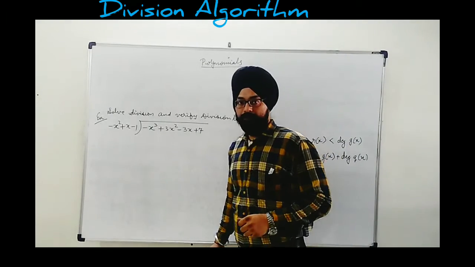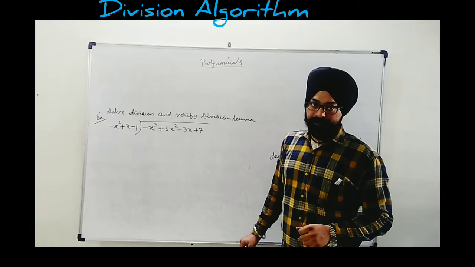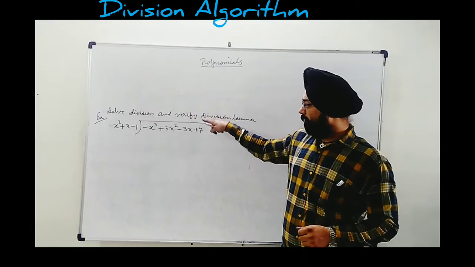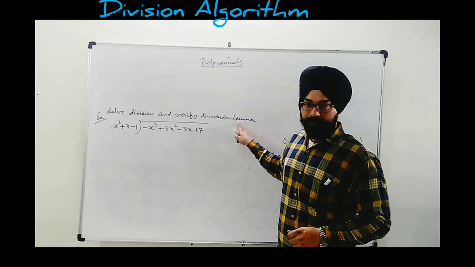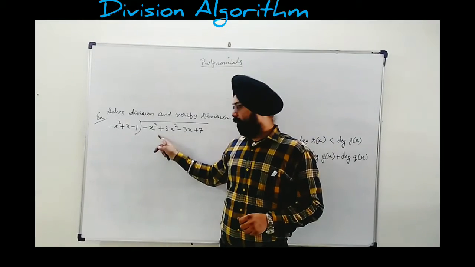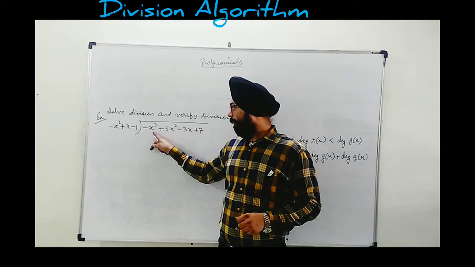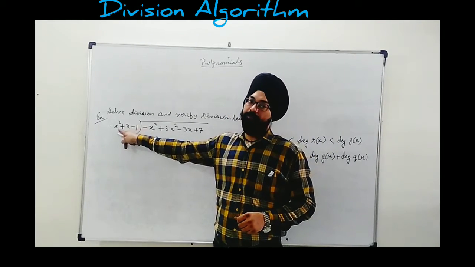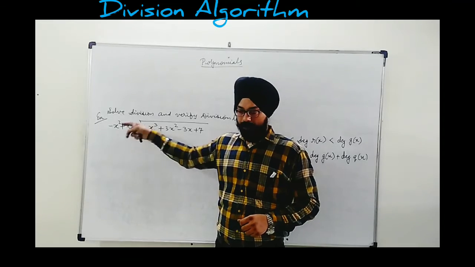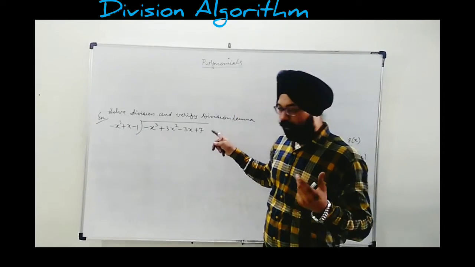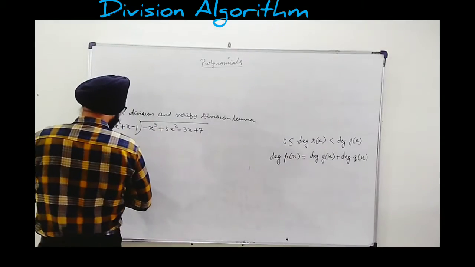Now here I have taken one question in support. Solve the division and verify the division lemma. Here we need to first divide the given polynomial of degree 3 by a second polynomial of degree 2. After this we have to verify the division lemma. How to go ahead? Let's see.